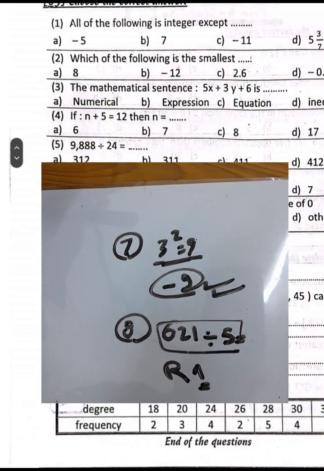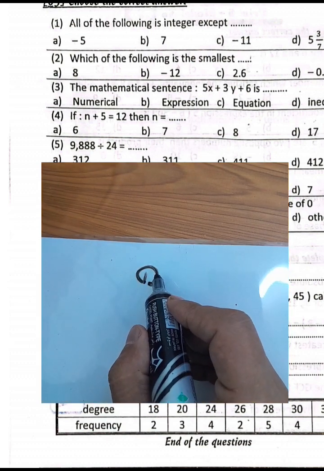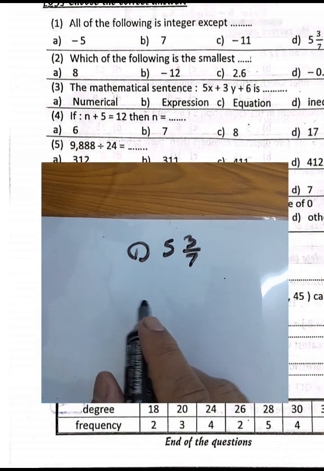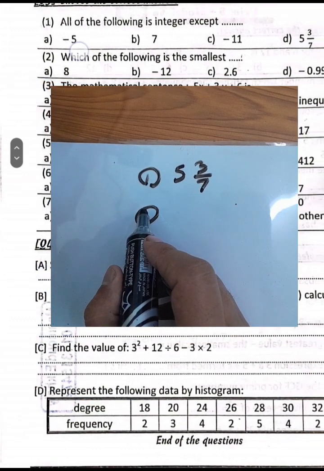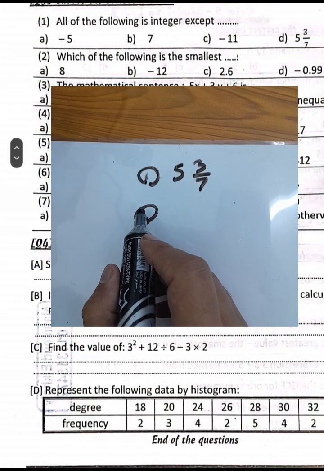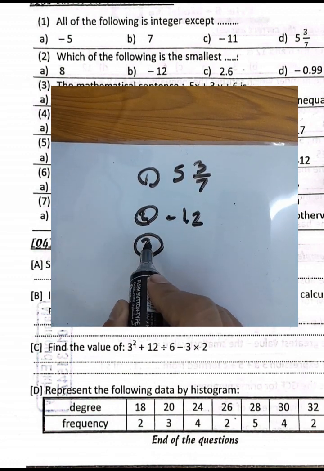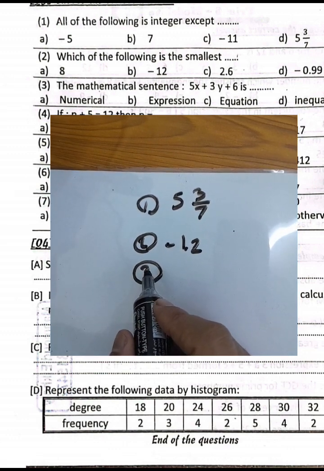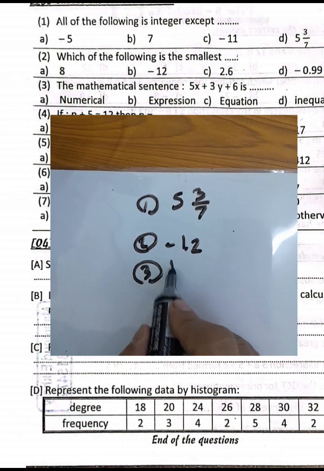Question 3, choose the correct answer. All the following are integers except what? Here the one that is not an integer is 3 over 7. It's not an integer. Choose letter D. Question number 2, which of the following is the smallest? We have negative 1.2. It's the smallest number. Question number 3. The mathematical sentence 5x plus 3y plus 6 we call an expression. Choose letter B.